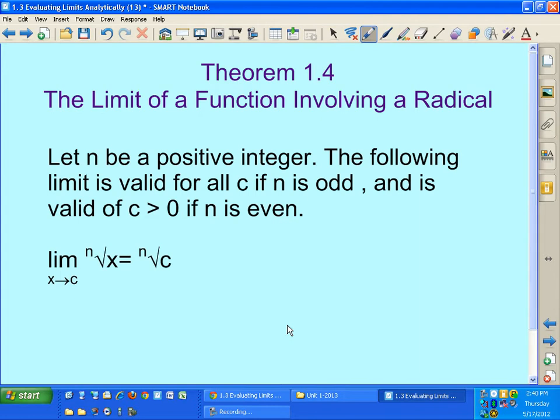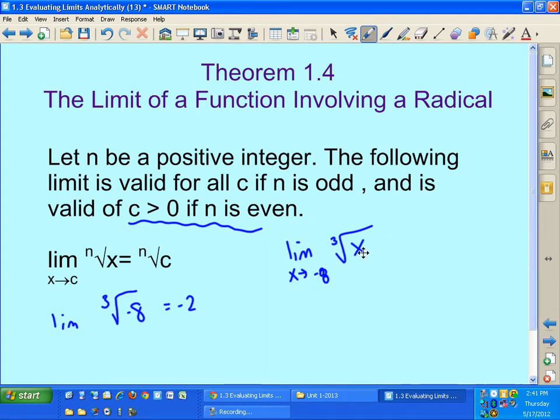And then it works the same if we have root functions. If n is odd, then we could just end up with something that looks like this. And if n is even, then c must be greater than 0. Because remember, if we take the cube root of a negative number, like -8, we can get -2. But it does depend that c needs to be positive for even roots. So an example for an odd one would be the limit as x approaches -8 of the cube root of x. Well, there's an odd power, so I could plug that in and I would get -2. But I couldn't have a limit as x approaches -8 of the square root of x, because it doesn't really technically exist without imaginary numbers.